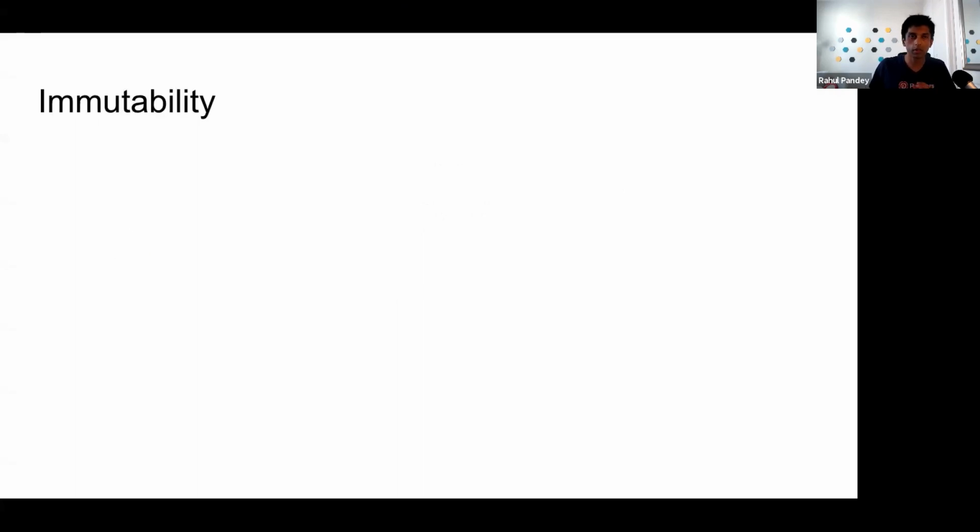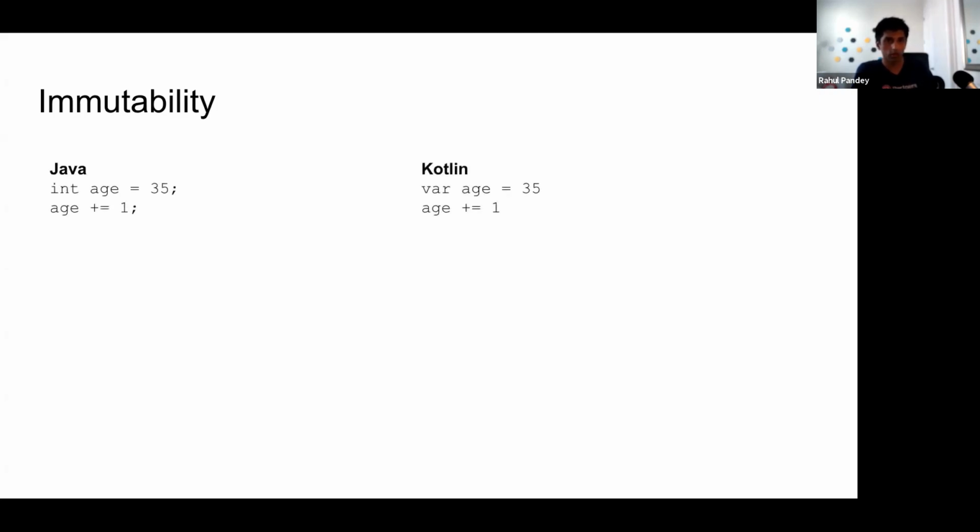All right, immutability. The concept of immutability is that once you declare a variable, the value won't change. So here's how this looks in Java. You say int age is equal to 35, and there's no real concept of indicating that age is not going to change, well, there is something called the final keyword. Final means that the value here won't change. But in Kotlin, this idea of whether something is changeable or not is baked into the language.